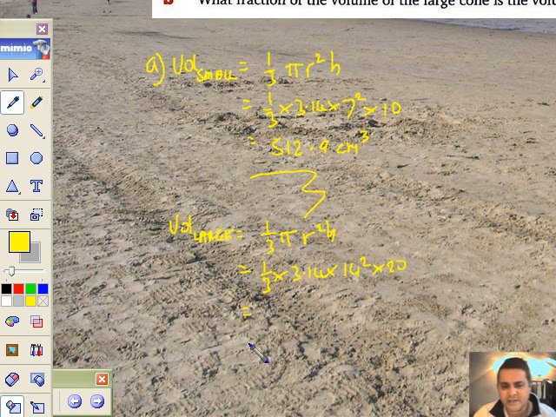If you're worried about thirding something, don't. Just go 3.14 times 14 squared times 20, then divide by 3. Same thing, isn't it? And that will give me an answer of 4,102.9 centimeters cubed of volume. So that's part A done.